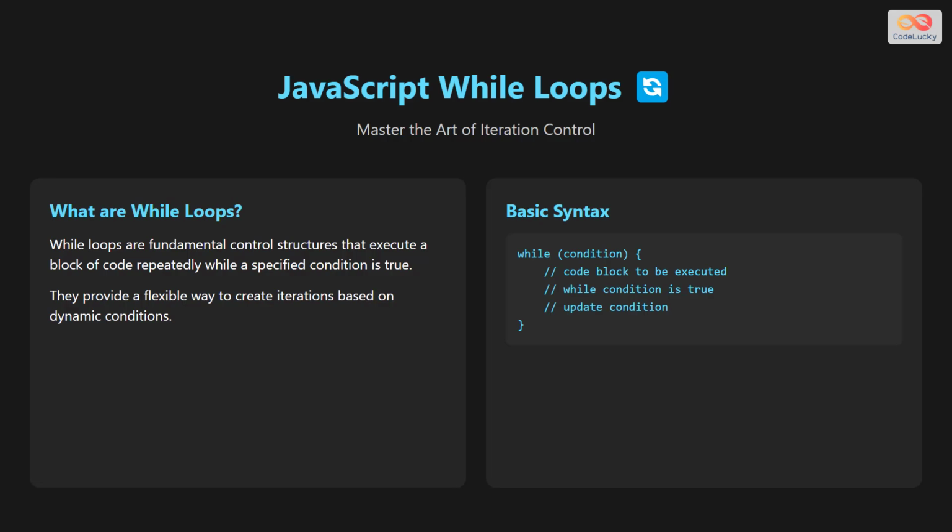The basic syntax of a while loop is as follows: the keyword while, followed by a condition in parentheses, and then a code block within curly braces. The code inside the block will be executed repeatedly, as long as the condition remains true. It is also necessary to update the condition within the loop to avoid infinite loops.